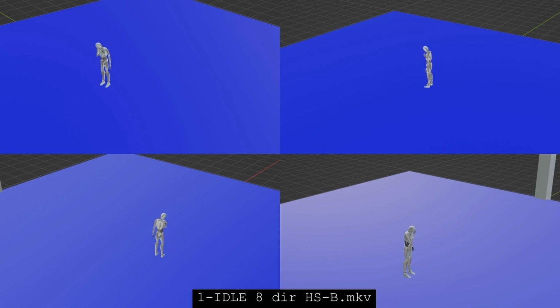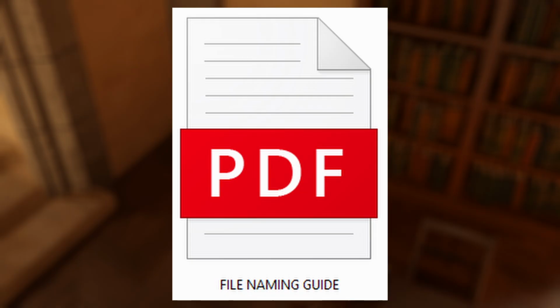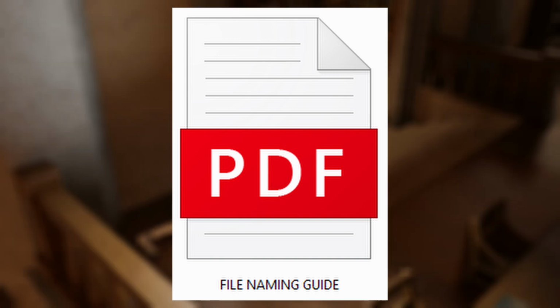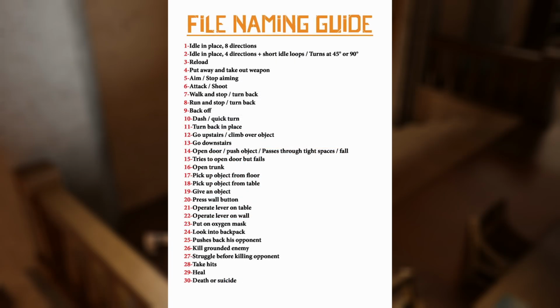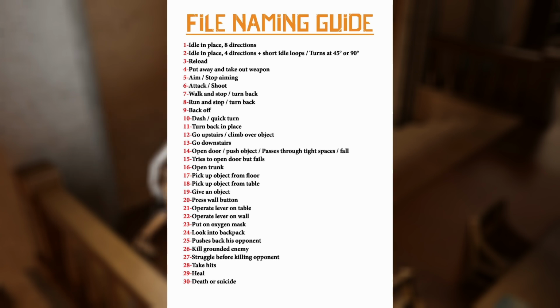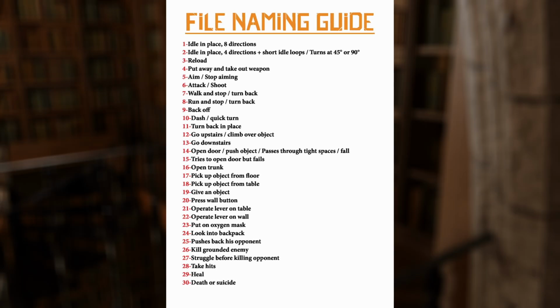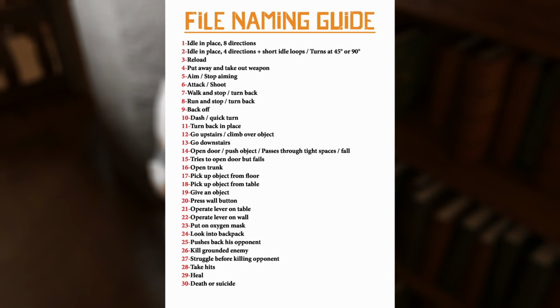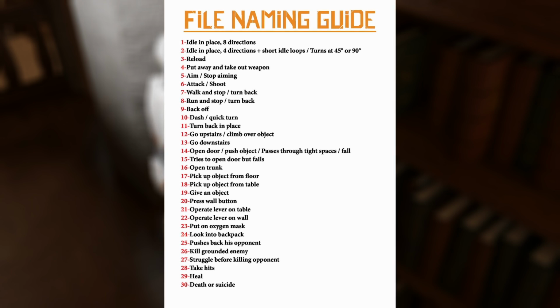I've gone more into detail in the documentation that comes with the animation pack. In addition to this documentation, there's a PDF with a single page field naming guide, which is, as the name suggests, a guide of the names of the files. This PDF tells you what each number corresponds to. I suggest to keep this PDF next to you when you're working on this pack.